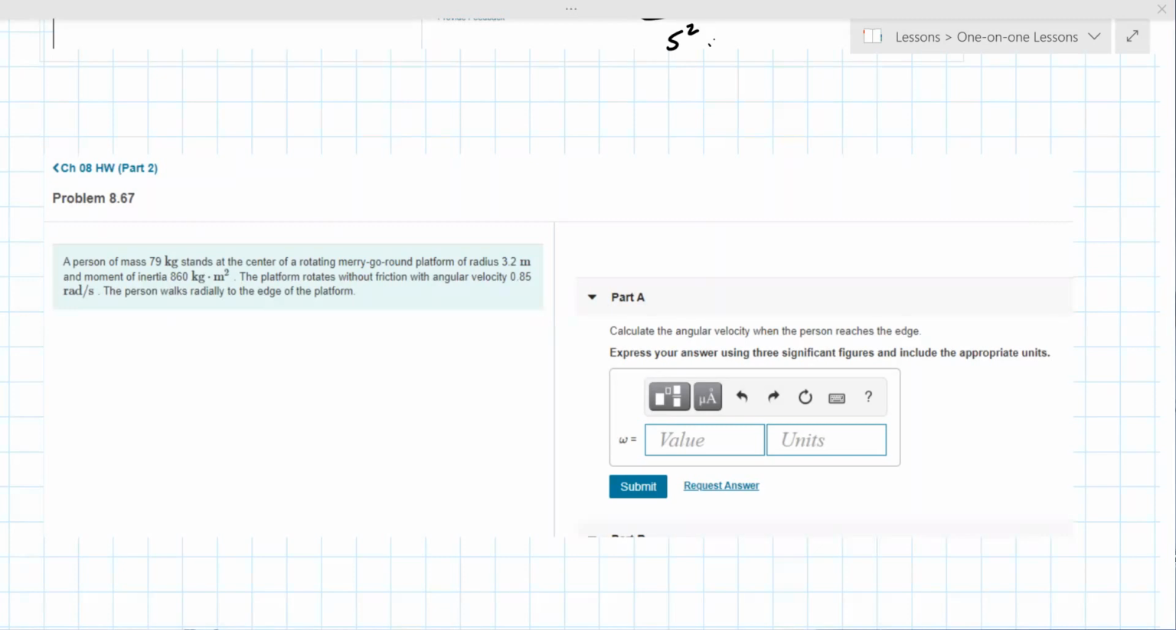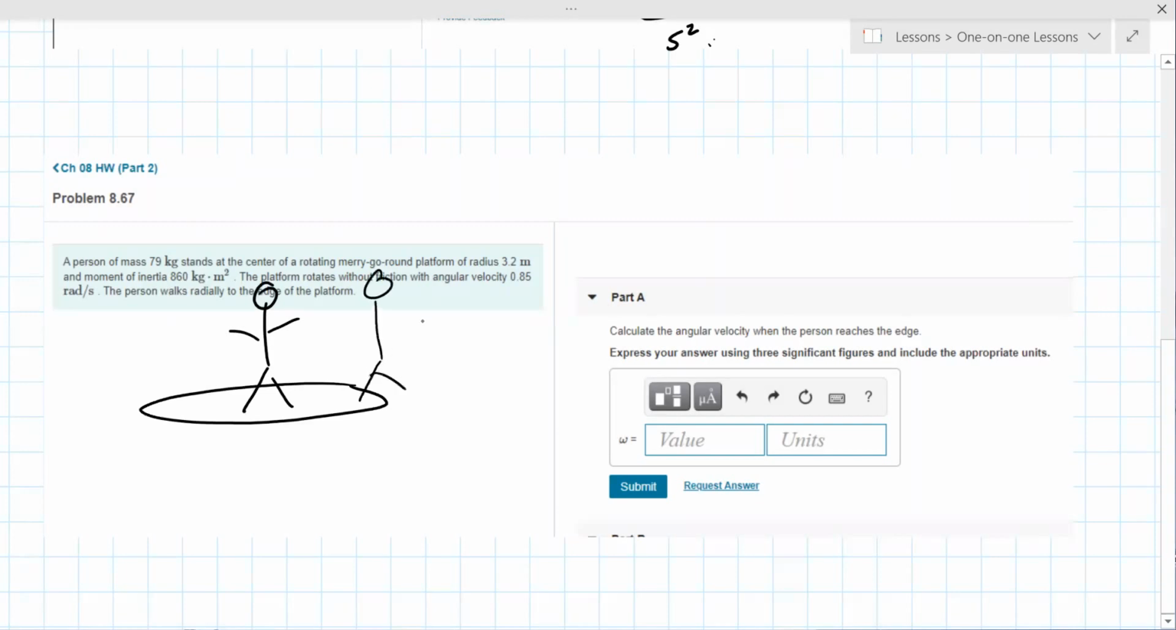Okay, this might go a lot faster if I can find it. Plus, the solutions have pictures, which really help going through this most of the time. This one doesn't. Okay. So the person stands at the center of a rotating merry-go-round. They're standing right in the center, and then they walk towards the edge. At a later time, they're here at the edge, and it asks for the angular velocity when the person reaches the edge. So there's this thing called conservation of angular momentum, which is I initial omega initial equals I final omega final.